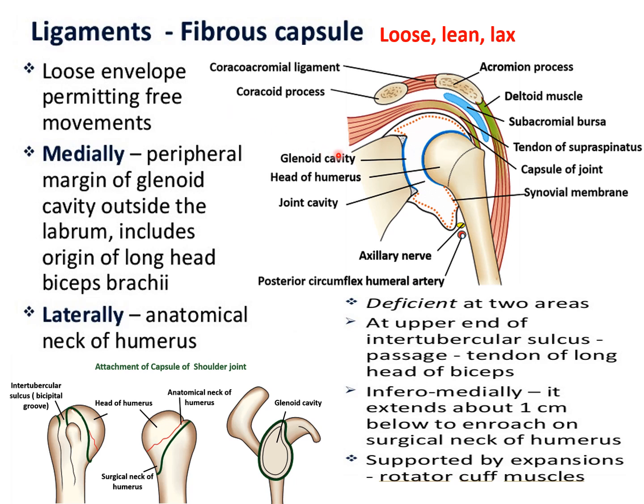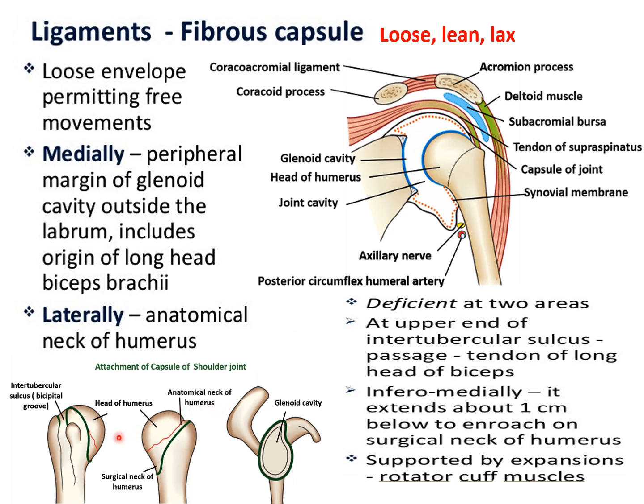Attachment of the fibrous capsule medially is all along the peripheral margin of the glenoid cavity outside the glenoid labrum, which includes the supraglenoid tubercle, which gives origin to the long head of the biceps. So it becomes the intracapsular origin, and it excludes the infraglenoid tubercle, which gives origin to the triceps.